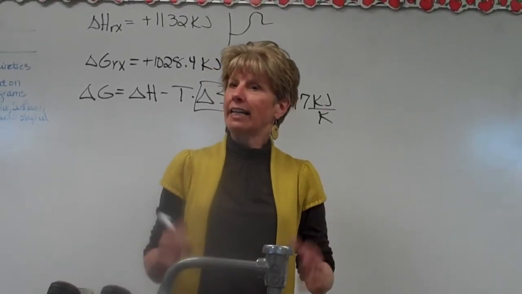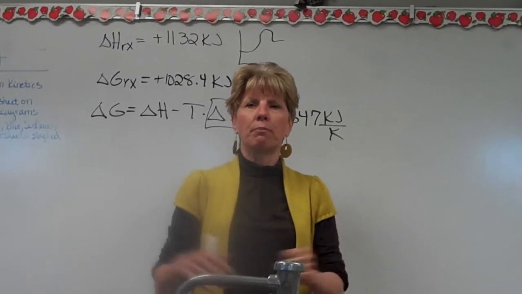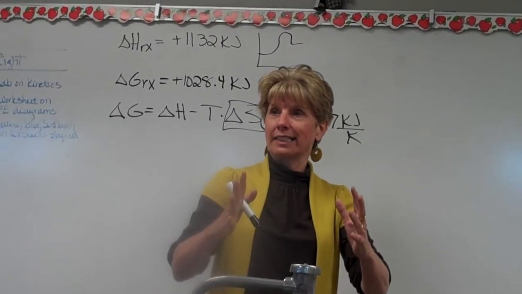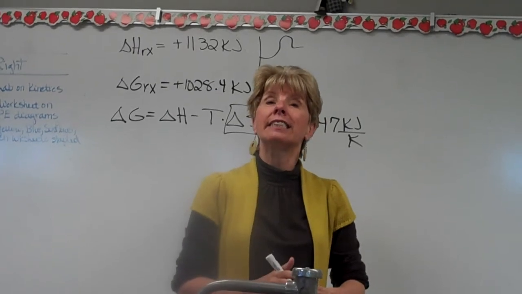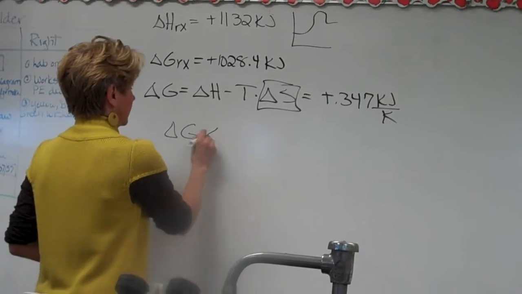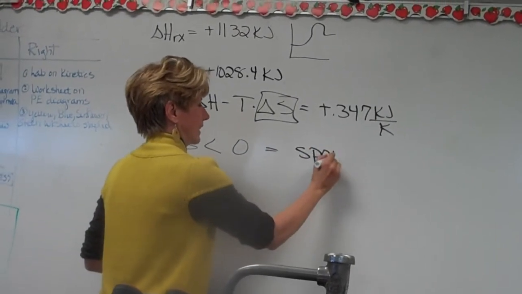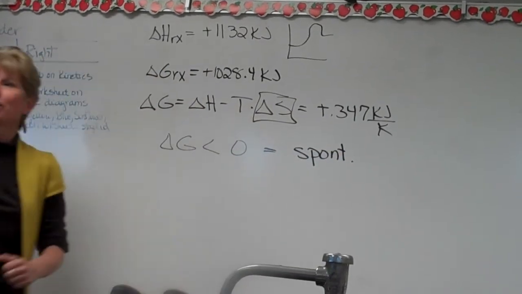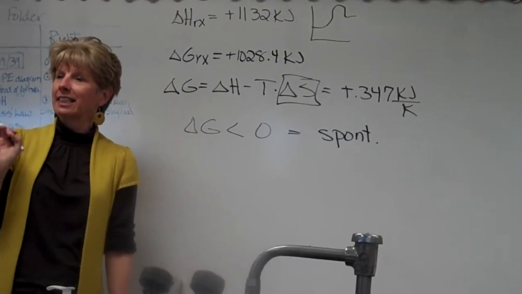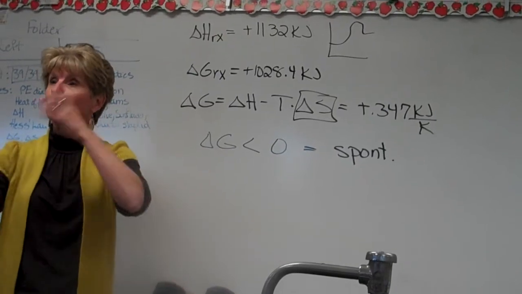Okay. Anything negative, right? What's a way to show that something is negative, but it could be any negative number? Less than 0. If delta G is less than 0, it's spontaneous. So now, you're not going to be able to tell me the exact temperature, but you can tell me that it's either going to be less than this or greater than that.